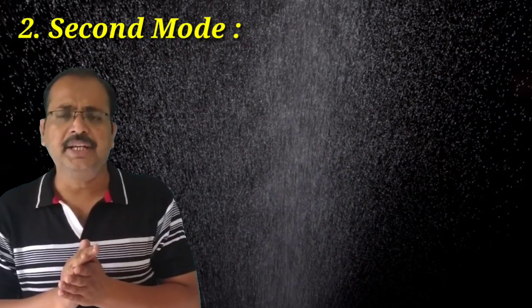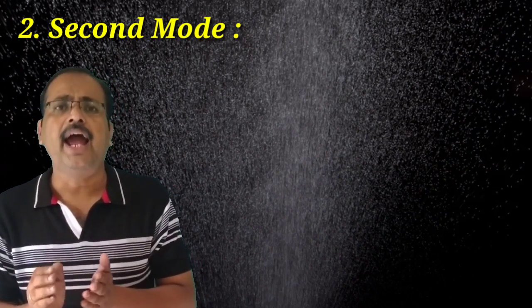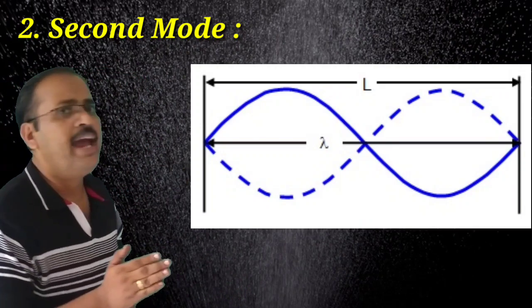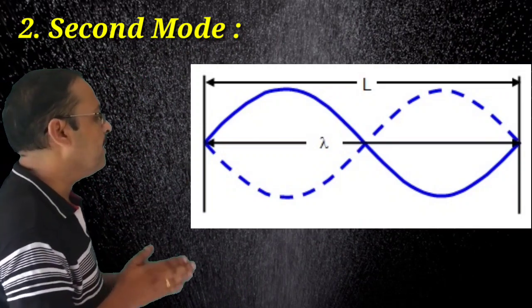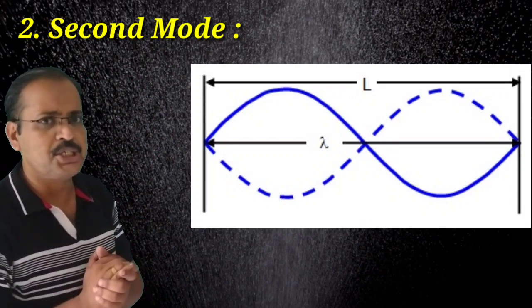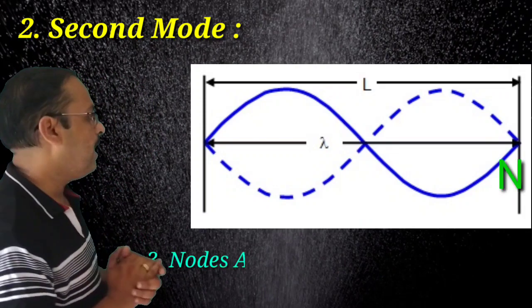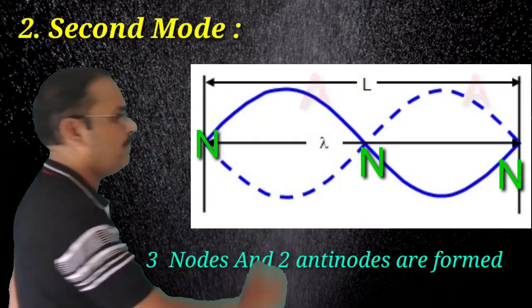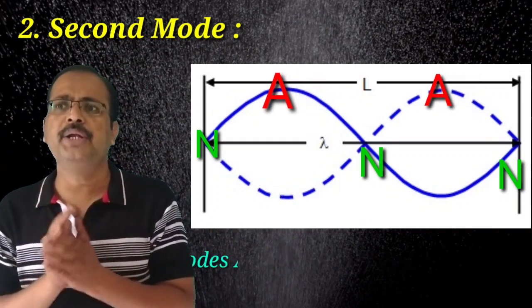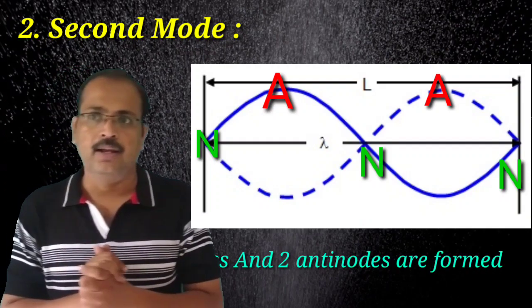Now, the second mode. If the string is plucked at some point and two loops are formed, in this mode of vibration, three nodes and two antinodes are formed.